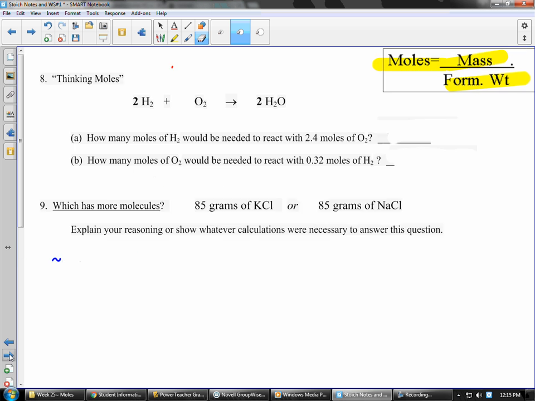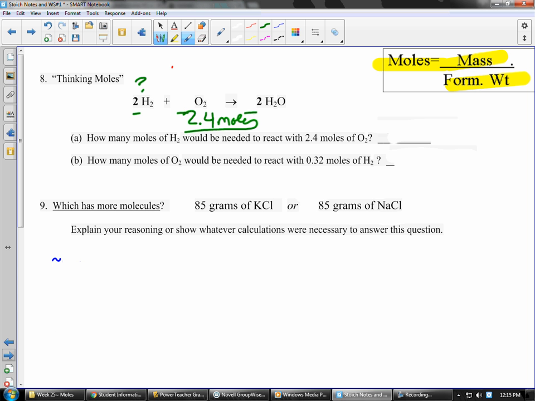All right, let's talk about these thinkers. Some people say these are easier, some people say these are harder. I'm just breaking you out of the mold that you have kind of been doing over and over again. So let's talk. It is balanced. How many moles of H2 would be needed to react with 2.4 moles of O2? Now, I want you to try to answer that question. Pause the program.